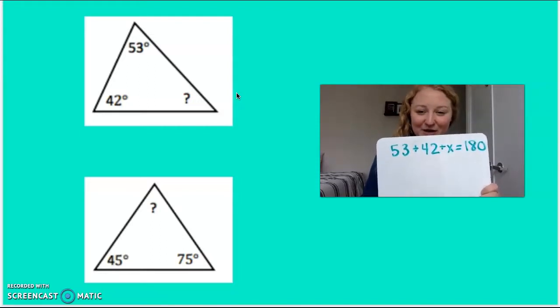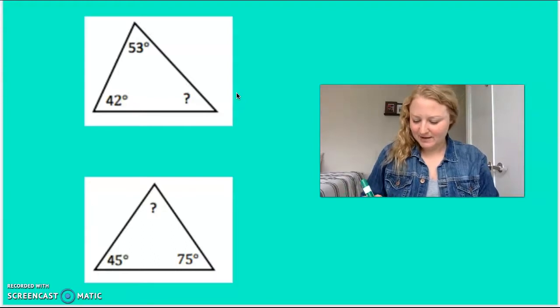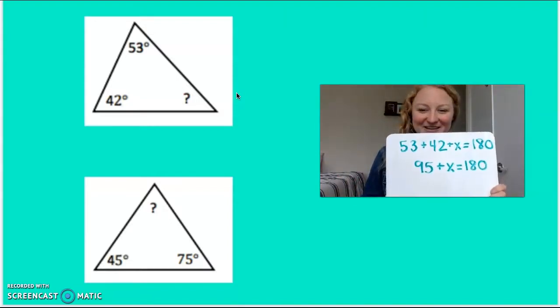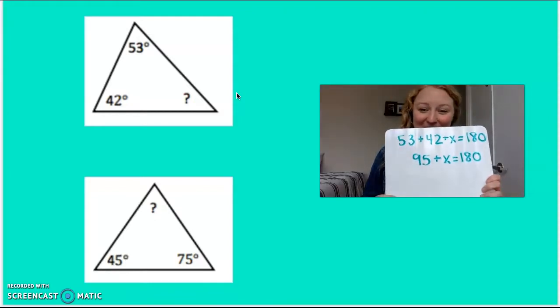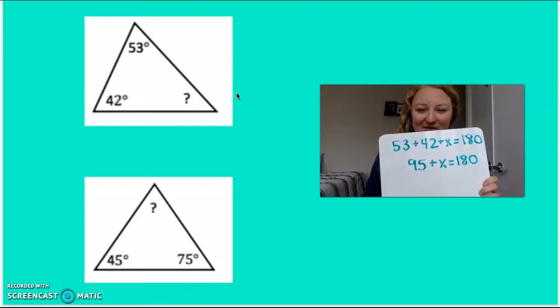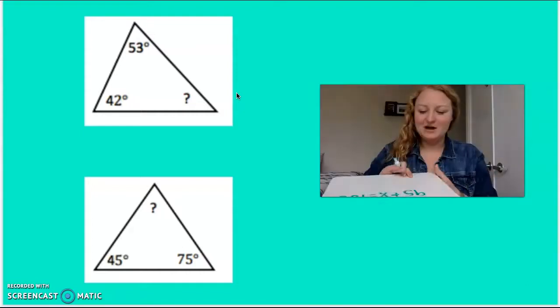Before I get to my variable x, I'm going to combine my other terms. So I'm going to add 53 plus 42 and get 95. I'm going to bring down my x, and it equals 180. All right, and hopefully you are thinking about what our next step is. If I want x alone, that means I need to get rid of the 95. The 95 is a positive. I would get rid of a positive 95 by subtracting 95.